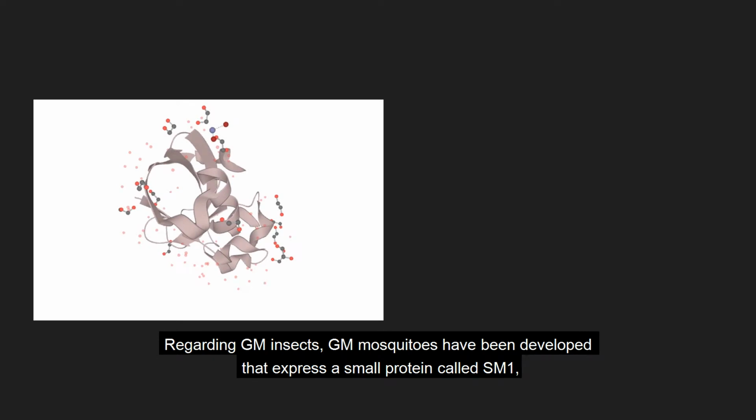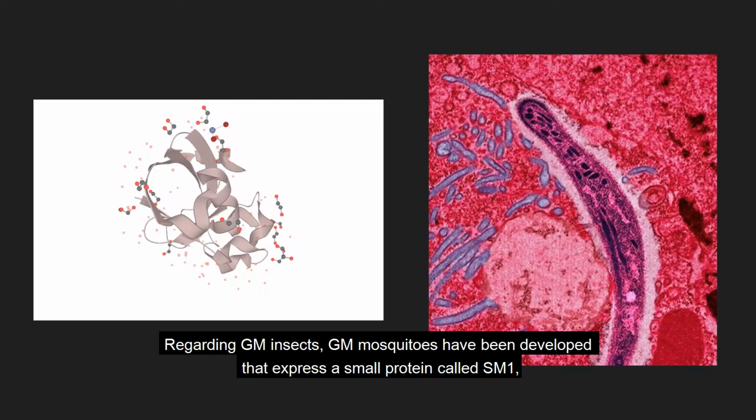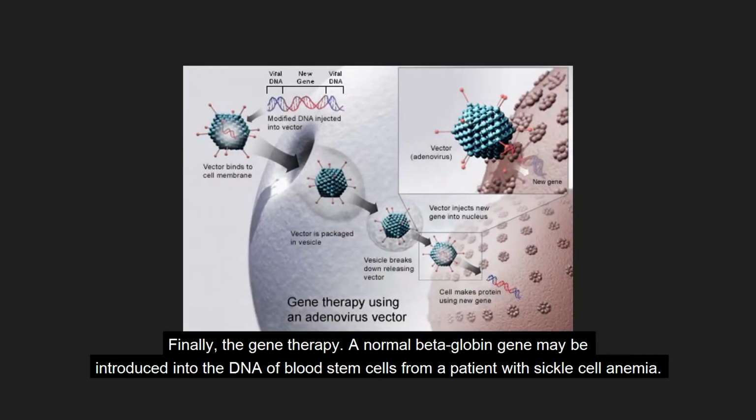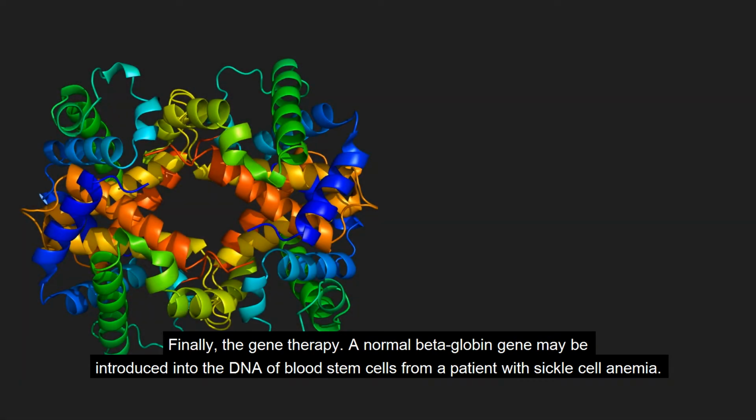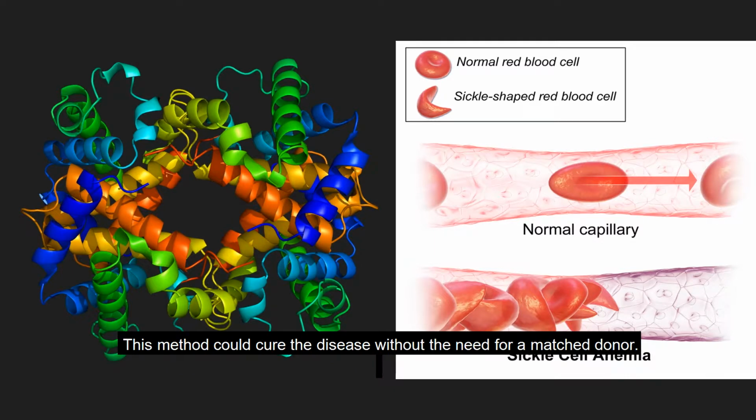Regarding GM insects, GM mosquitoes have been developed that express a small protein called SM1, which blocks entry of the malaria parasite into the mosquito's gut to render the mosquito malaria resistant. Finally, gene therapy. A normal beta-globin gene may be introduced into the DNA of blood stem cells from a patient with sickle cell anemia. This method could cure the disease without the need for a matched donor.